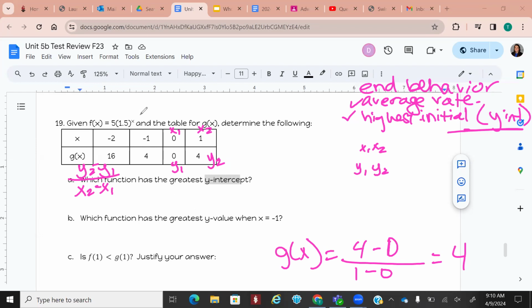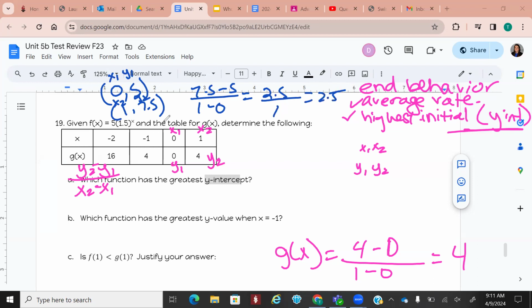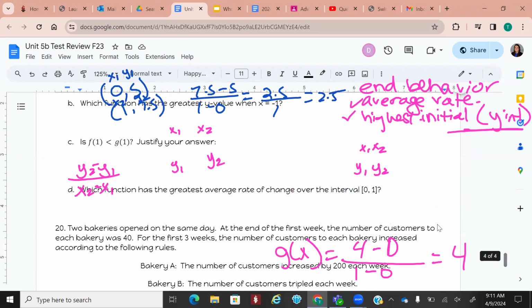For the equation, if I take 0 and I plug it in for this x, that's going to give me 5. If I plug in 1 into this equation, that's going to give me 7.5. So this is our x1, y1. This is our x2, y2. And I'm going to plug those in. So this will give me 2.5 over 1, which is 2.5. So which one has a bigger average rate of change? G of x.